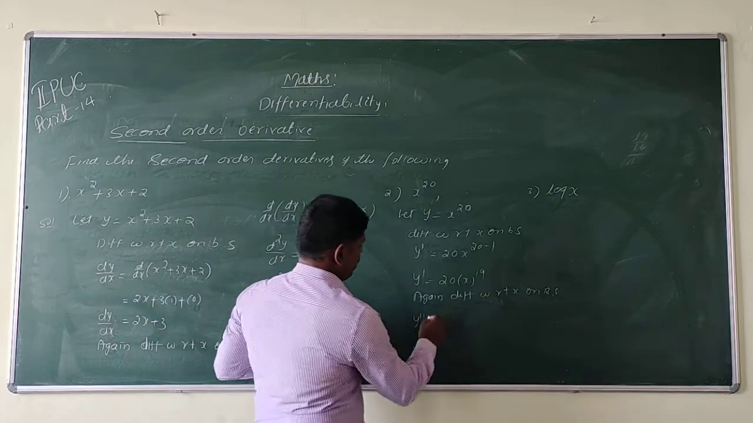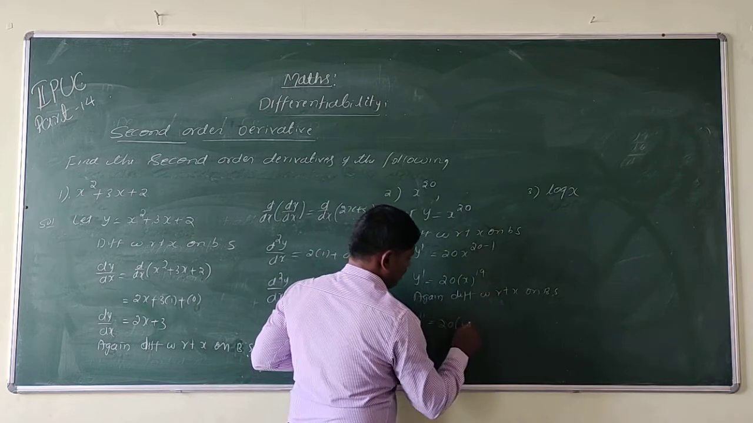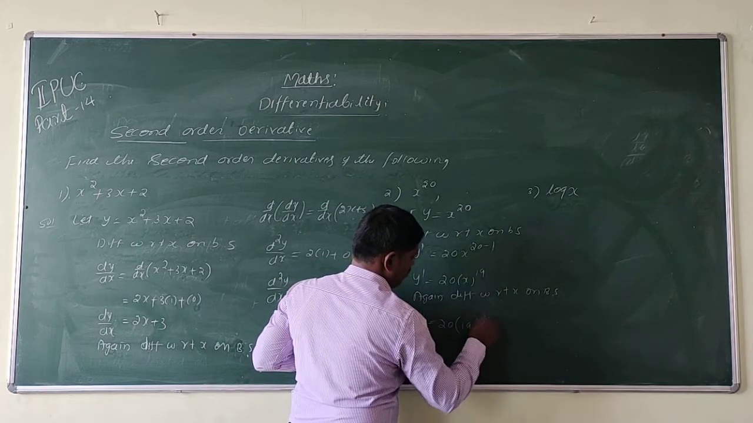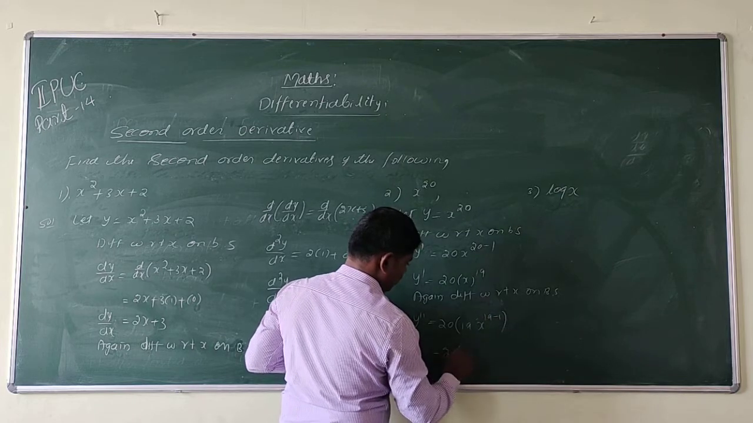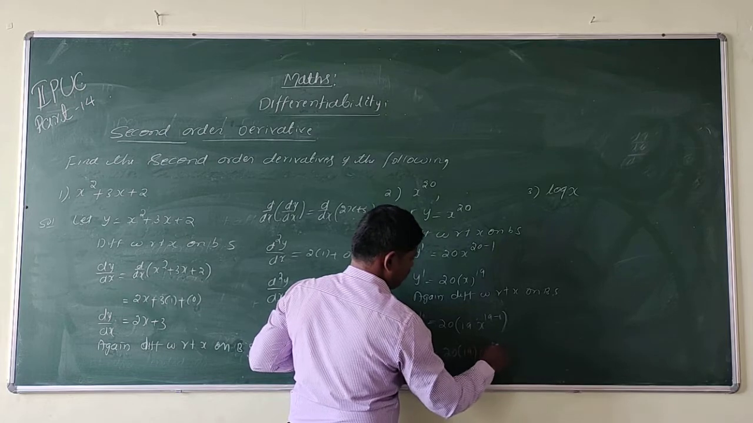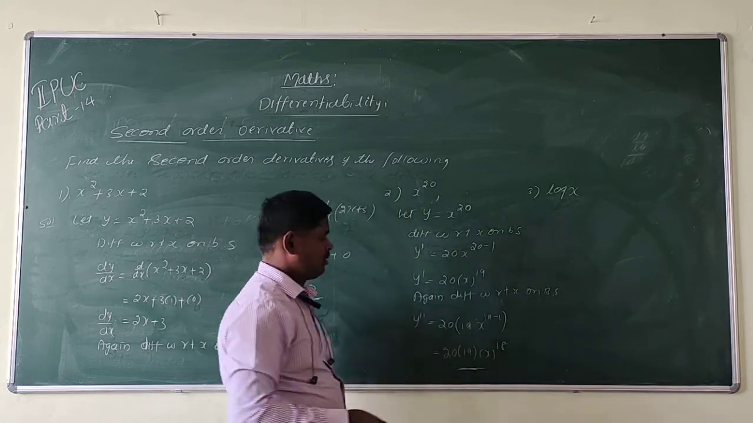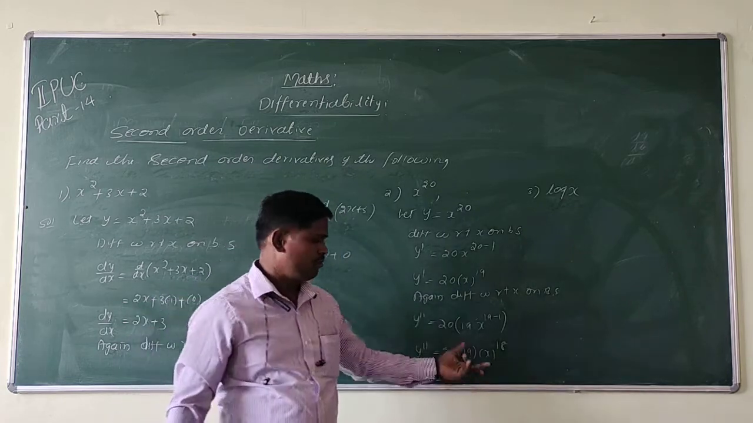Okay, so that is 20 into, again by the formula, 19 into x to the power of 90 minus 1. Okay, 90 minus 1. That is 20 into 90 into x to the power of 18. So this is the derivative of the given function, y double dash. So you may multiply 20 into 90 also.